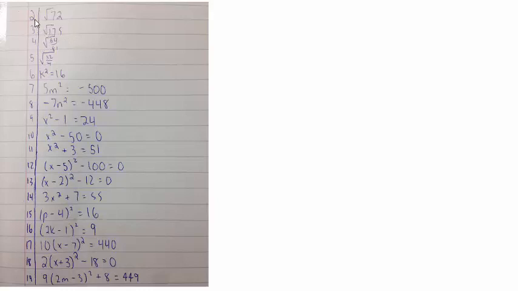As I see, you have number 2 through number 19 as your homework, and of course there's a word problem after this. So let's start. Number 2 is about simplifying the square root of 72.